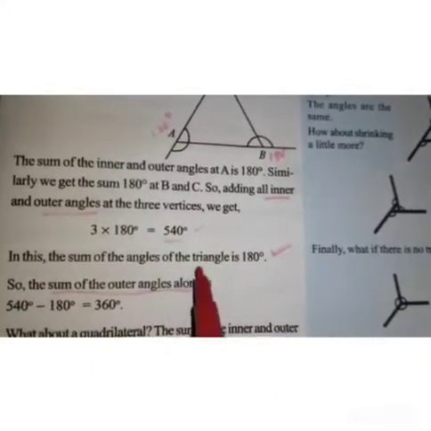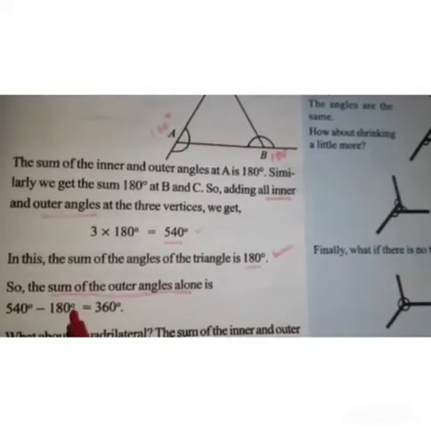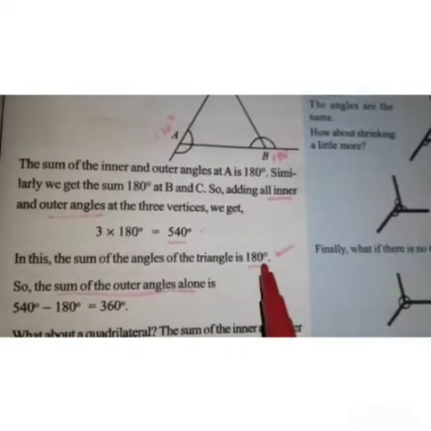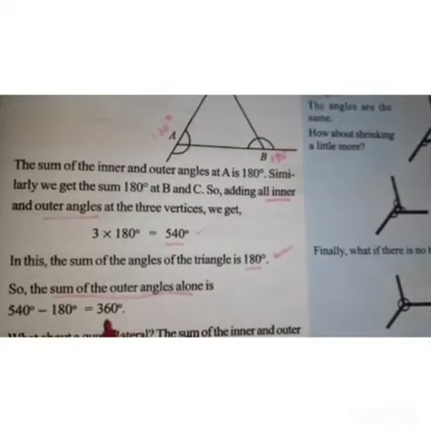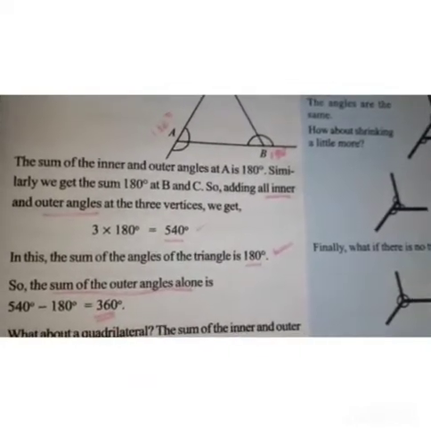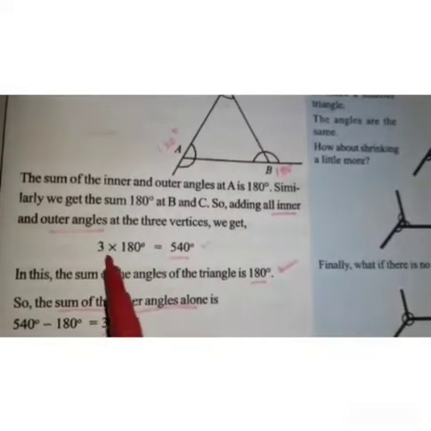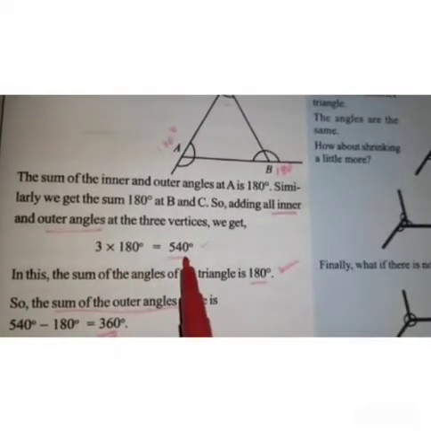Sum of outer angle alone, without the inner angle, how much? Inner angle and outer angle together it is 540, and inner angle alone is how much? 180. So the sum of outer angles, how to find out? From 540 you have to subtract 180, so how much do you get? 360 degrees. So all inner and outer angles at these 3 vertices together it is 3 into 180, 540.